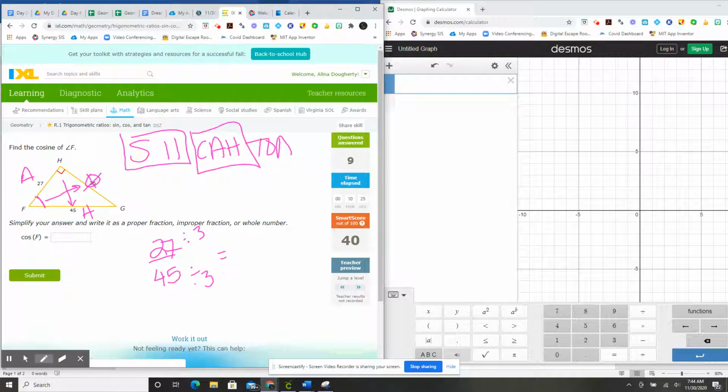So 27 divided by 3 is 9. Actually, they're both divisible by 9, I just realized. So you can do these in pieces or you can kind of do them as fast as you can. So 27 divided by 9 is 3, and 9 goes into 45 5 times. 5 times 9 is 45. 3 times 9 is 27. So my answer is 3 over 5.